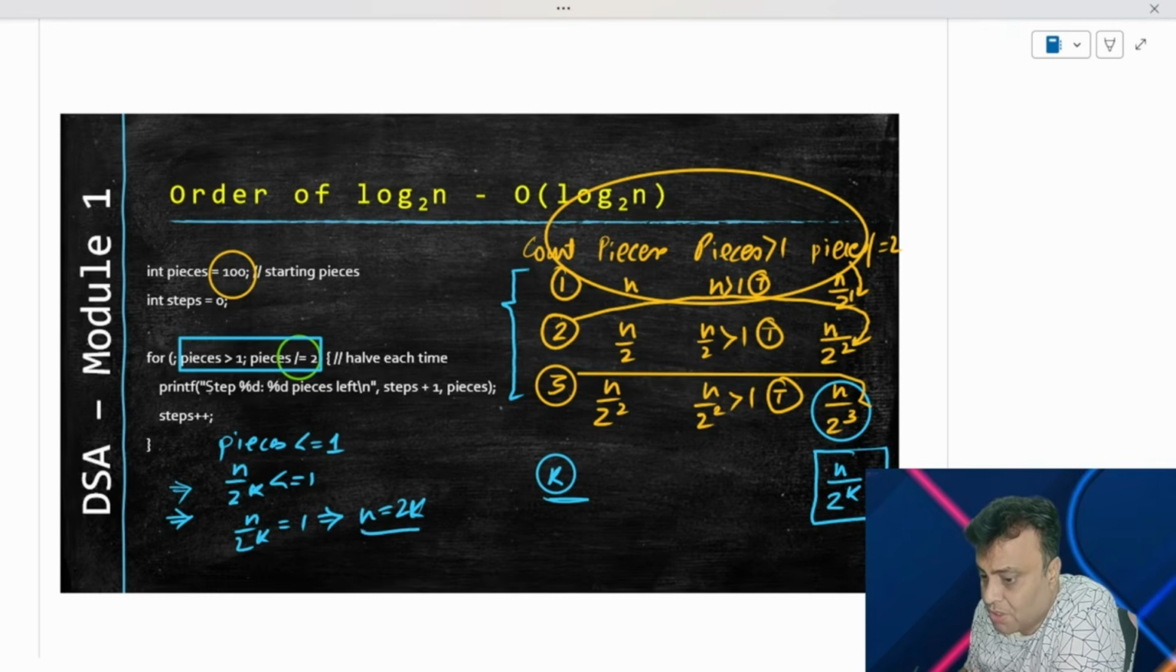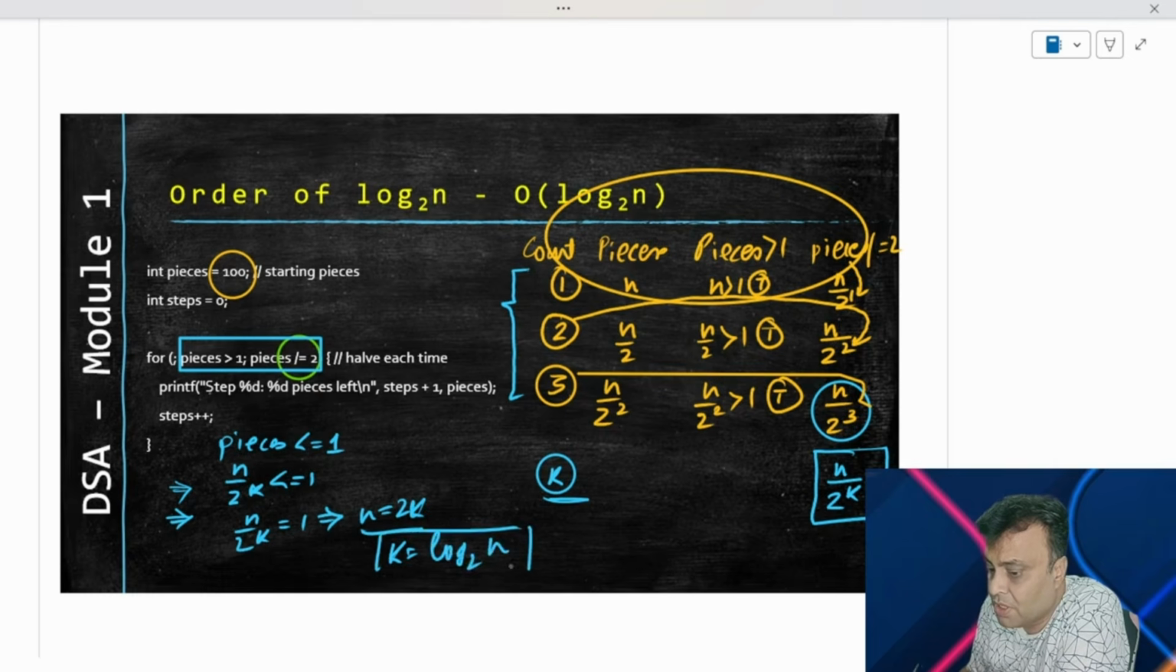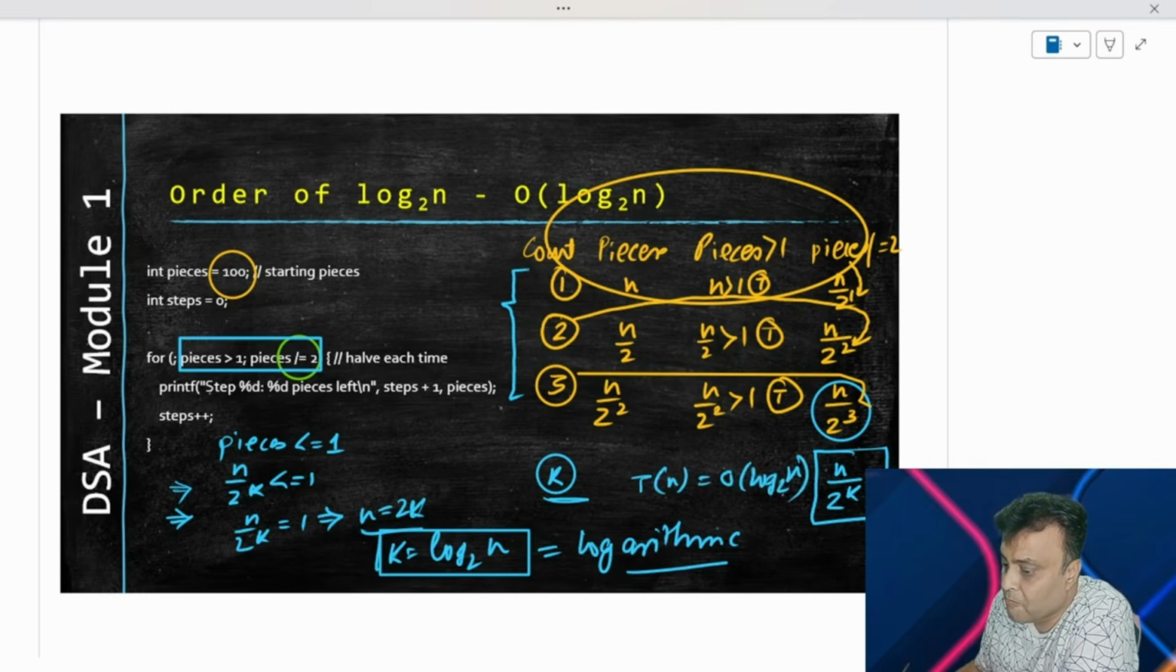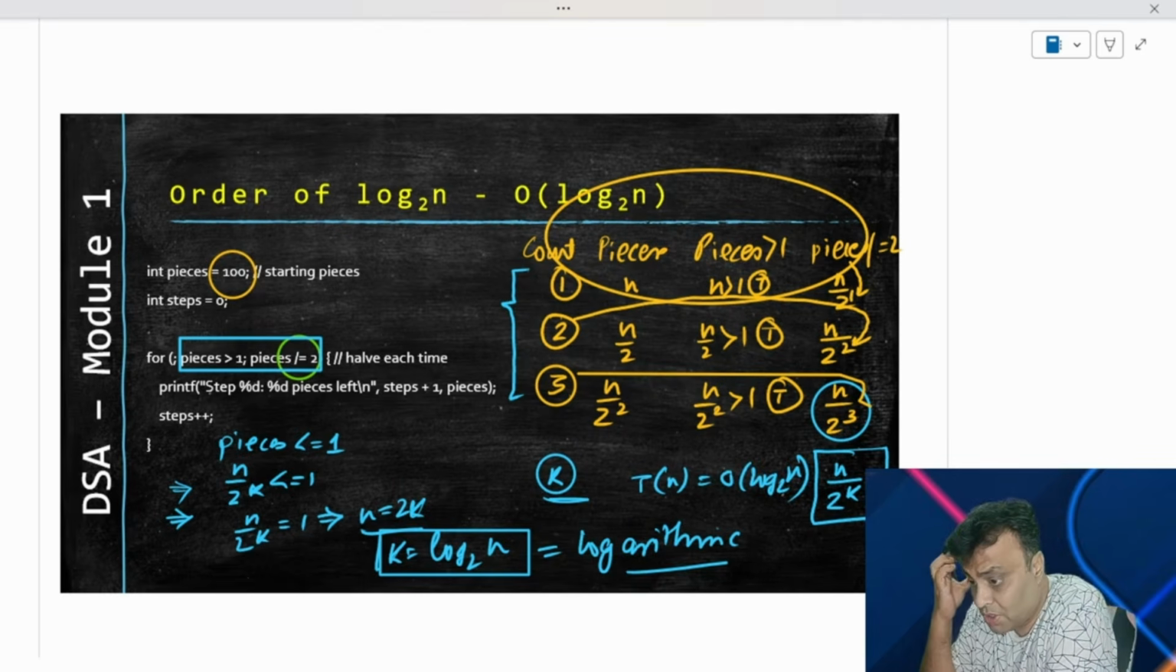So it stops when n equals 2 to the power k. This means that k is equal to log base 2 of n. So are we talking about the logarithmic complexity class? Yes, we are talking of the logarithmic complexity class here, and its complexity is therefore the order of log base 2 of n. That's what we are talking about here.